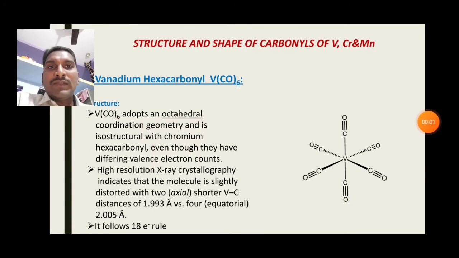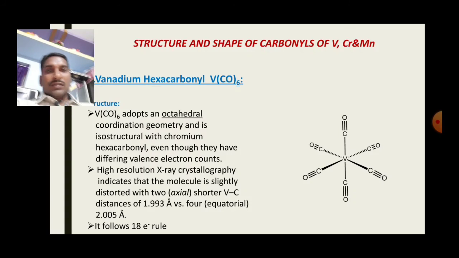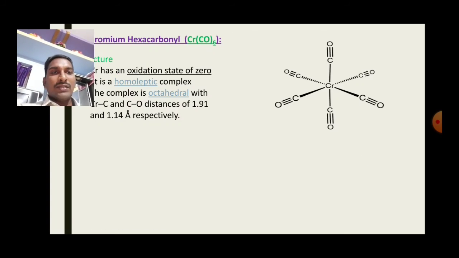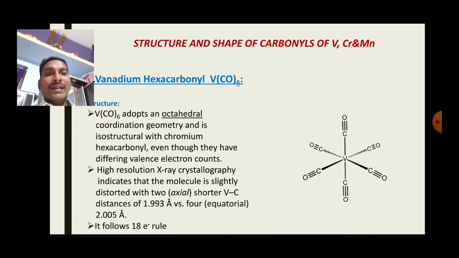The first one is vanadium hexacarbonyl. Vanadium hexacarbonyl has an octahedral geometry. It forms 6 coordinate covalent bonds with the 6 carbon monoxide molecules. It is isostructural with chromium hexacarbonyl, which we will discuss in the next slide. Both are isostructural, so both have the same octahedral geometry.